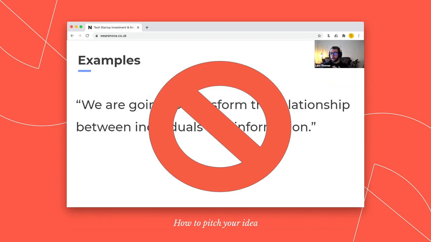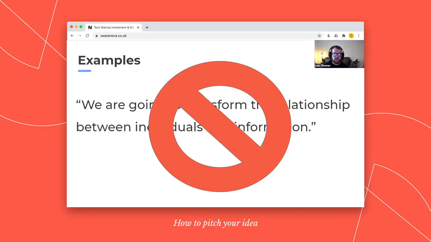This is what I mean by overly vague, trying to make it sound bigger than it is, but actually has very little detail. And if you start with something like this, then the panel are trying to figure out what you mean as you're now explaining it. So try to stay away from big, vague statements. It's better to be more specific.